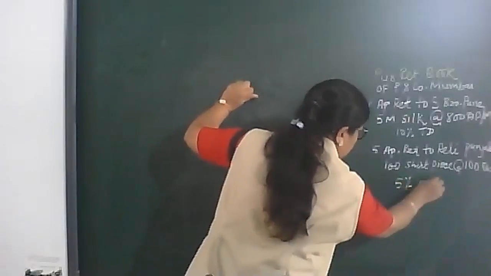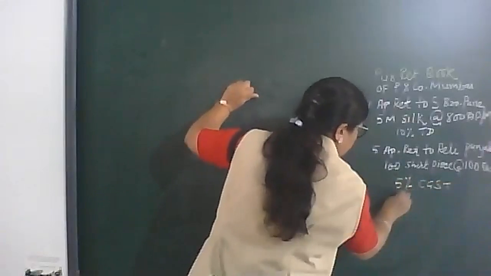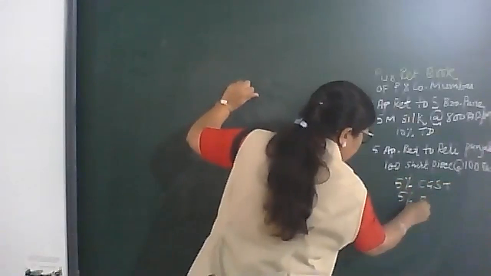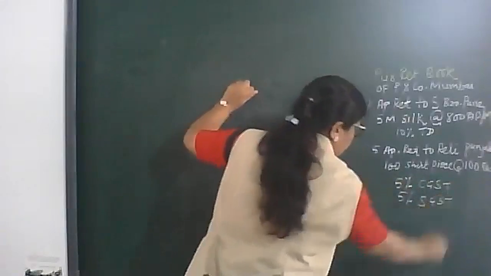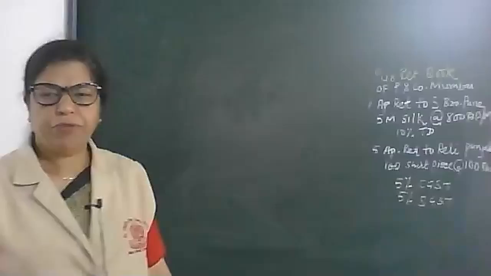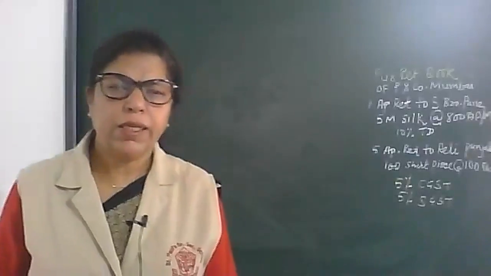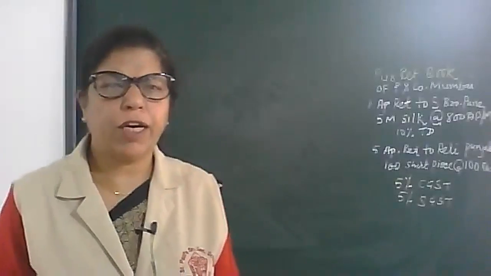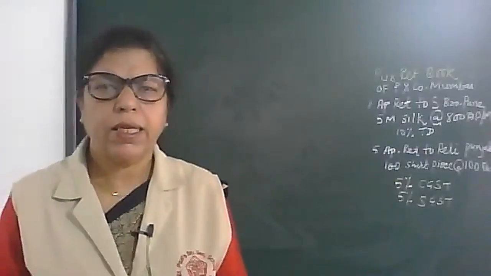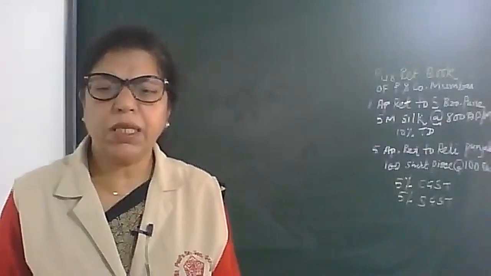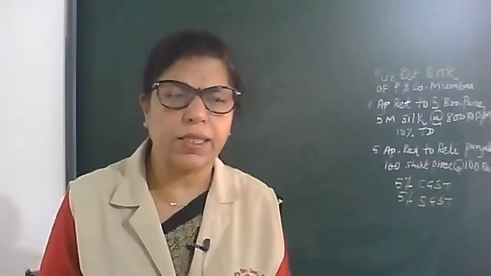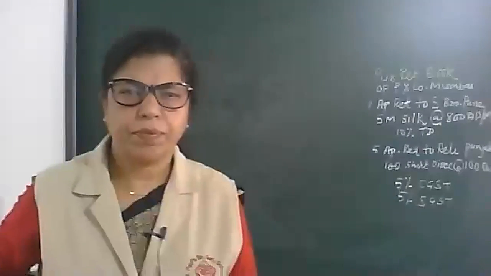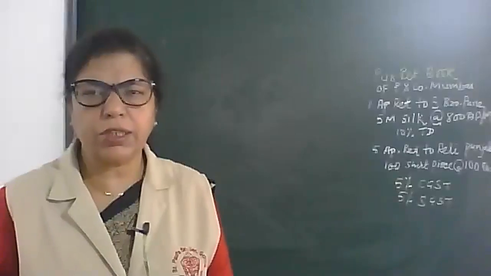5% CGST, 5% SGST. 5% CGST means Central Goods and Service Tax, 5% SGST means State Goods and Service Tax. Note down the first detail.